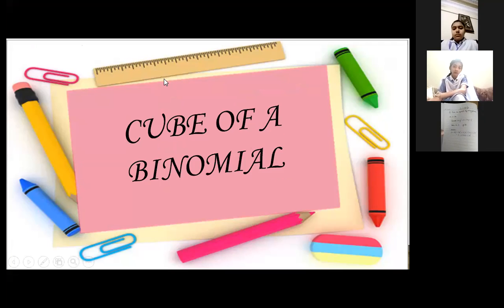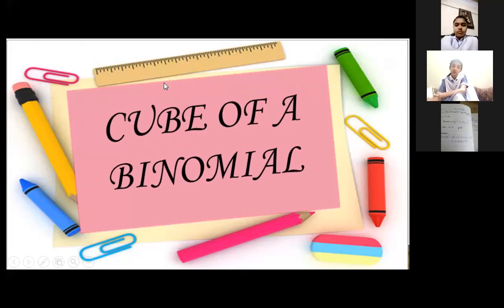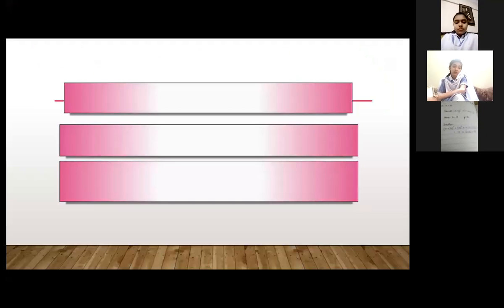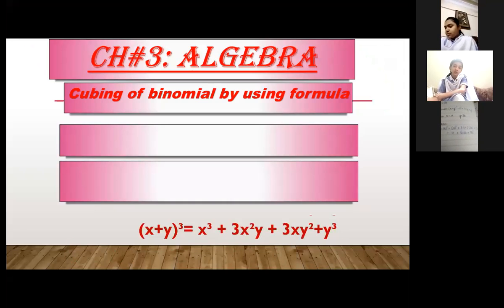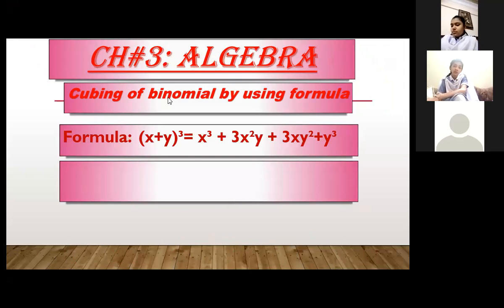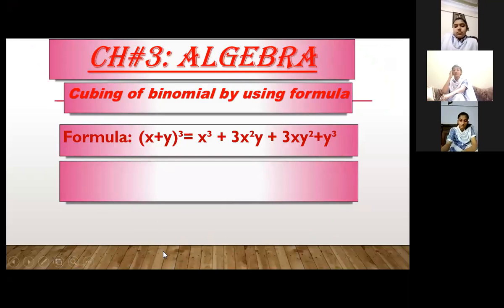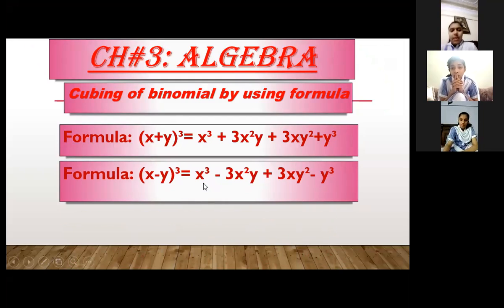Cube of a binomial. How can we find a cube of a binomial? In chapter number 3, cubing of a binomial by using a formula. Here we can use two formulas: x plus y whole cube and x minus y whole cube, right?